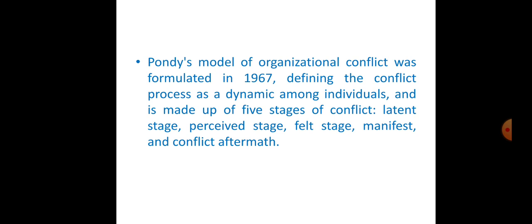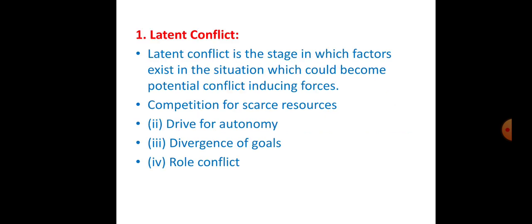In order to understand, we study the model called Pondy's model of organizational conflict, which was formulated in 1967, which defines the conflict process as a dynamic among individuals and is made up of 5 stages of conflict, as discussed earlier. Coming to the first one, latent conflict, it is the stage in which factors exist in the situation which could become potential conflict inducing forces, maybe due to drive for autonomy, divergence of goals, or role conflict.